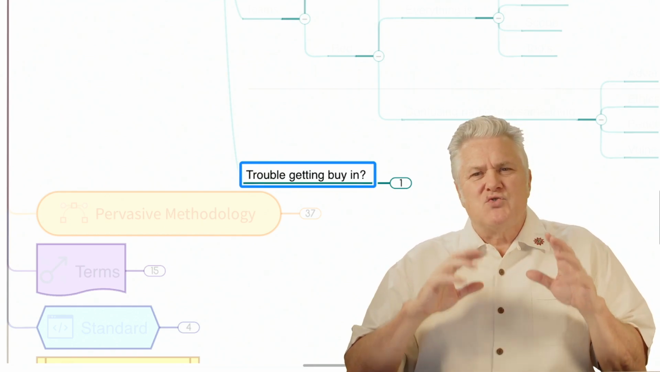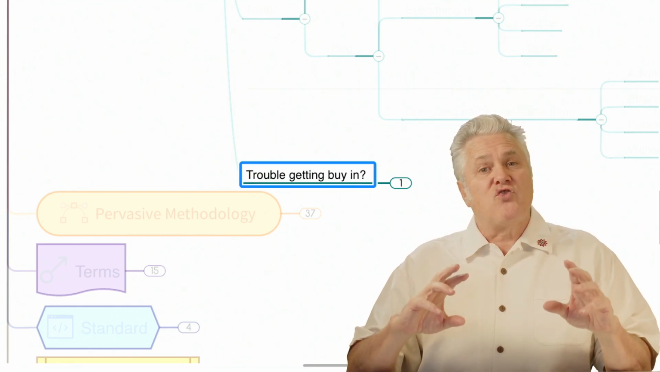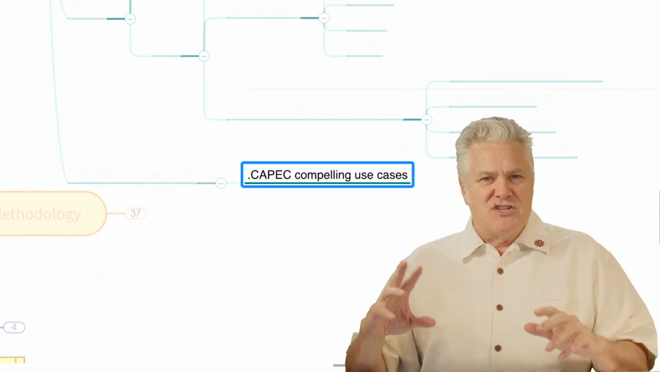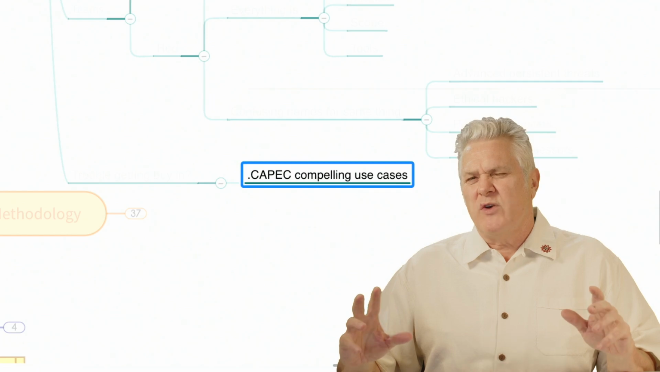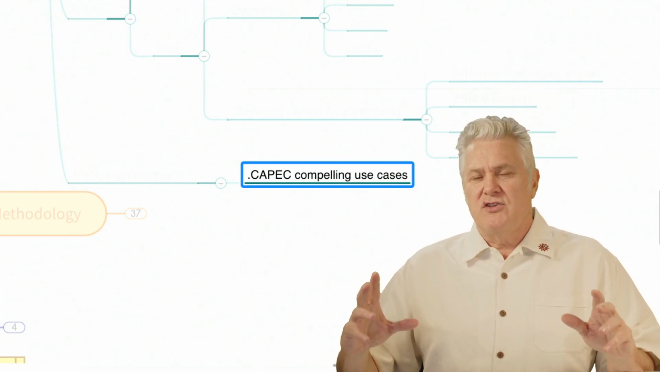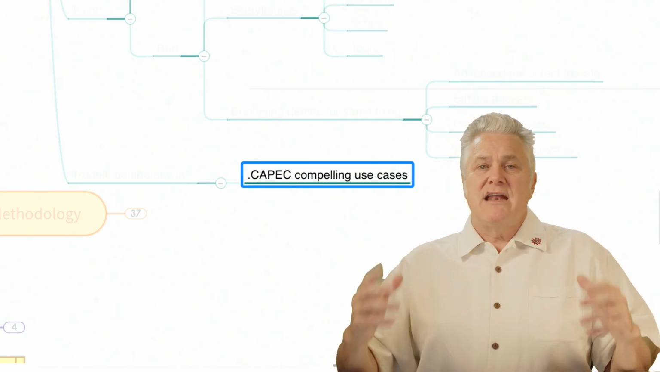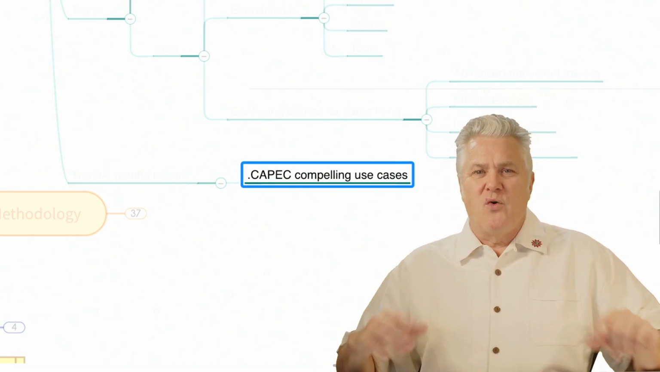Now, if you're having trouble getting buy-in, I strongly want to urge you to take a look at something called the CAPEC compelling use cases. They have about 26 different use cases that you can use, and that will build language that is compelling enough to get a penetration test done for your organization.